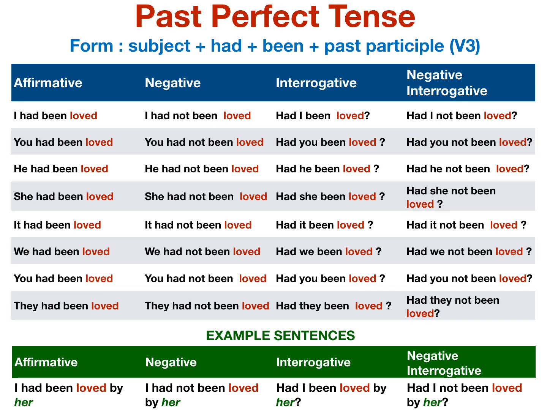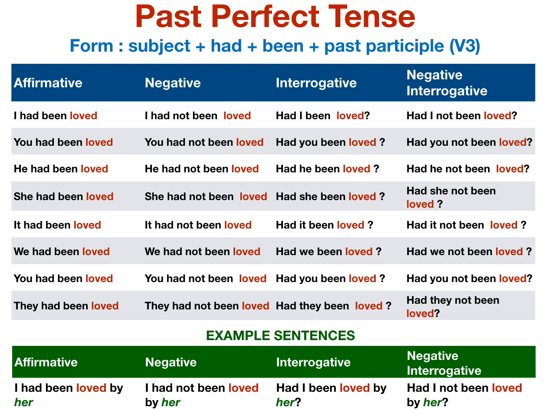Passive voice, past perfect tense. Subject plus had plus been plus V3. I had been loved. I had not been loved. Had I been loved? Had I not been loved? You had been loved. You had not been loved. Had you been loved? Had you not been loved?